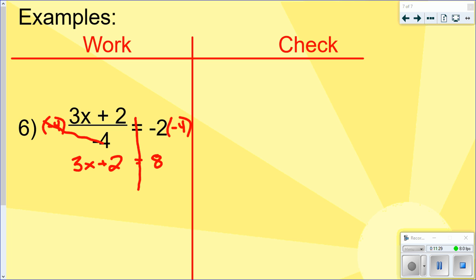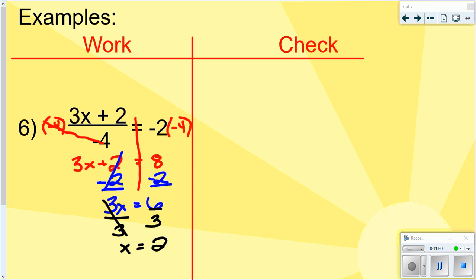I see plus 2, so I'm going to do -2. -2 over here. So now I have 3x equals 6. I'm going to divide by 3. And I end up with x equals 2. Let me check that. I went through this pretty quick. You can just back it up and watch it again.